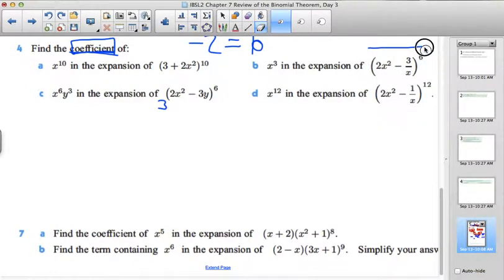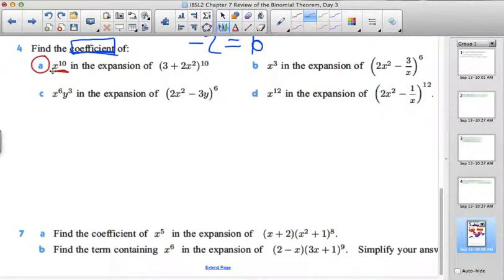We'll go ahead and look at A. So let's look at A. We want the coefficient of x to the 10th in the expansion of (3 + 2x^2) to the 10th. You might be tempted at first to say, oh, x to the 10th, I want the 10th term.